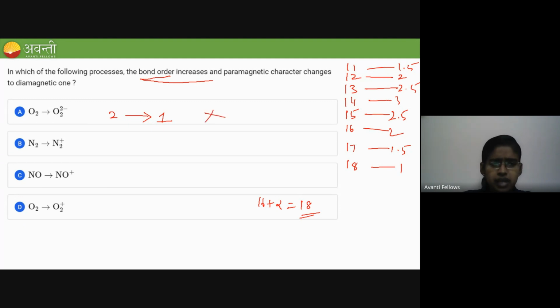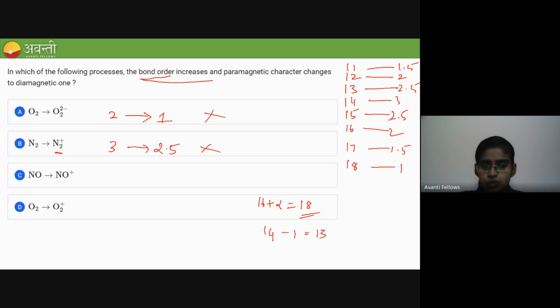Coming to nitrogen, N2: the atomic number of one nitrogen is 7, so two means 14. If it is 14, the bond order is 3. N2 plus means nitrogen has lost one electron, so minus 1, it will be 13. 13 means the bond order is 2.5. In this case also the bond order decreases, so it is also not the correct answer.